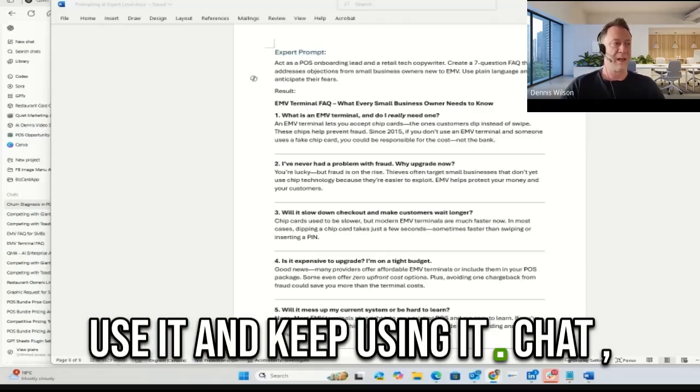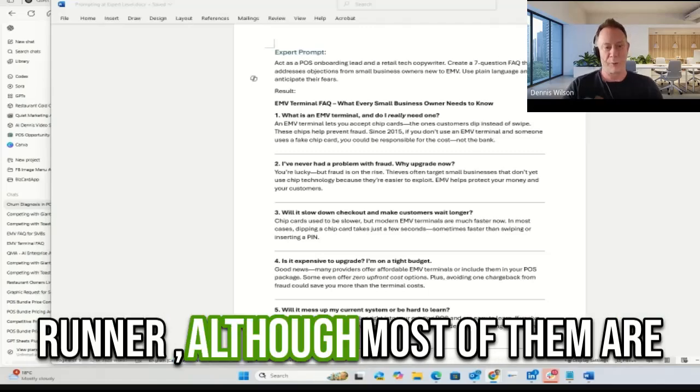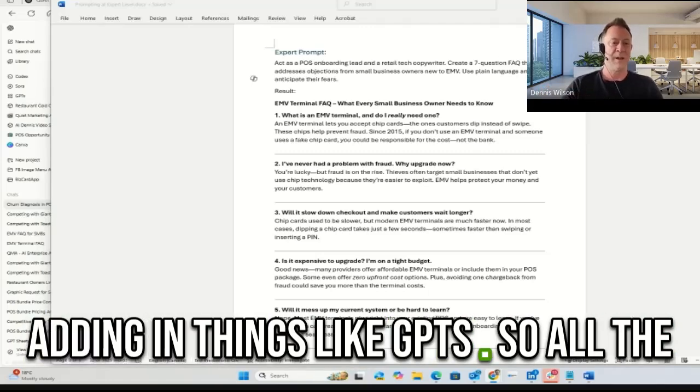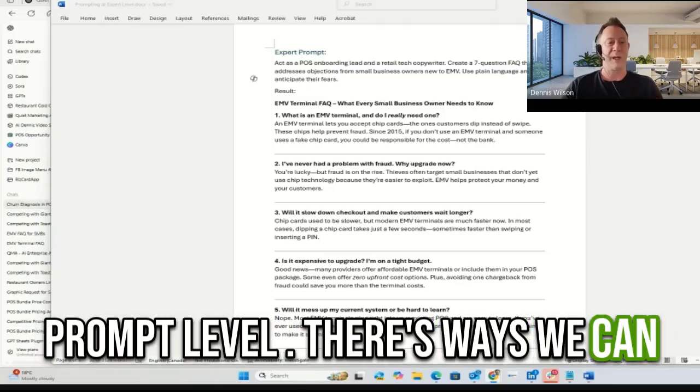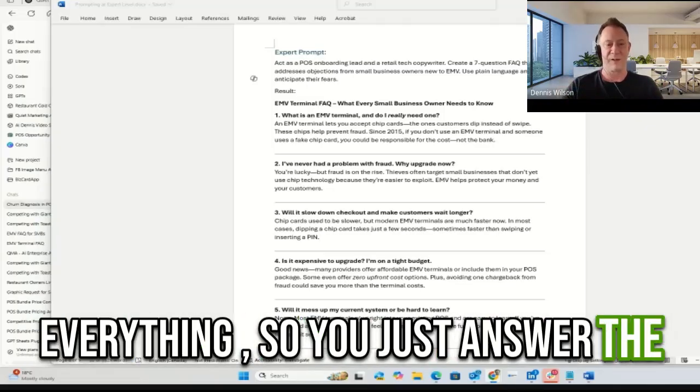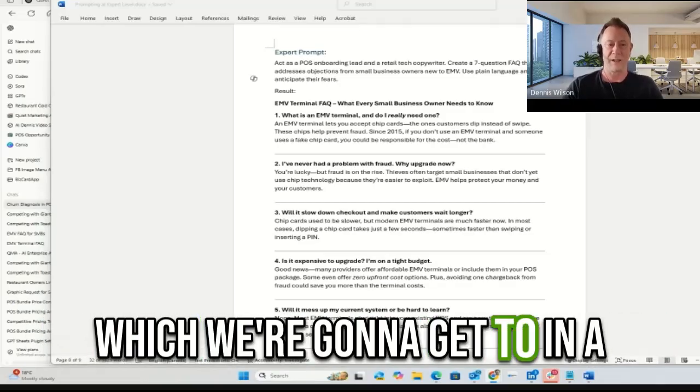Chat, because of some of the things we're going to cover next, really is a front runner, although most of them are adding in things like GPTs. So all the stuff we're doing right now, we're talking about how to do stuff at the prompt level. There's ways we can actually make it remember everything. So you just answer the same 4 questions every time and it spits out exact content for you, which we're going to get to in a minute.